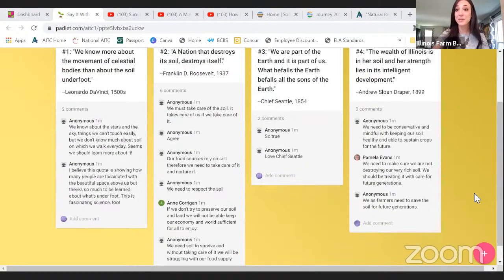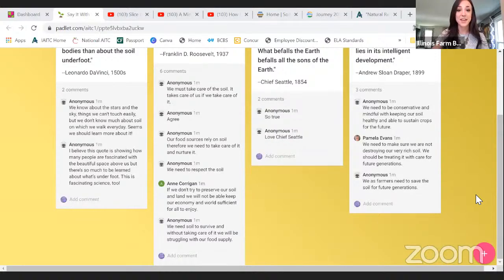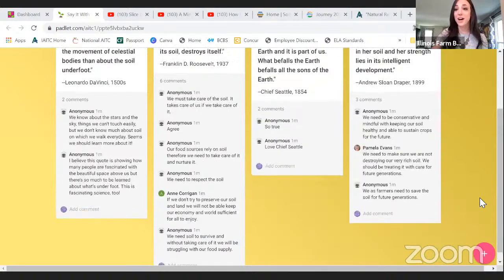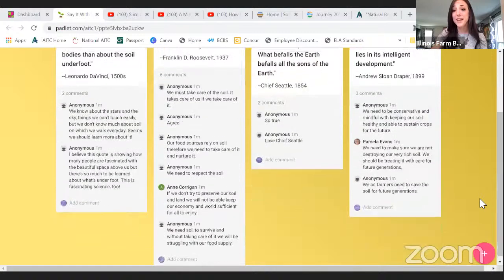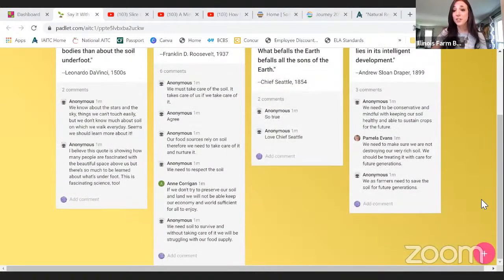And so we should really be teaching our kids about this. We need soil to survive. We need to be conservative and mindful of our soil to sustain crops, making sure that we're not destroying our rich soils. Absolutely. Thank you guys for participating in that.